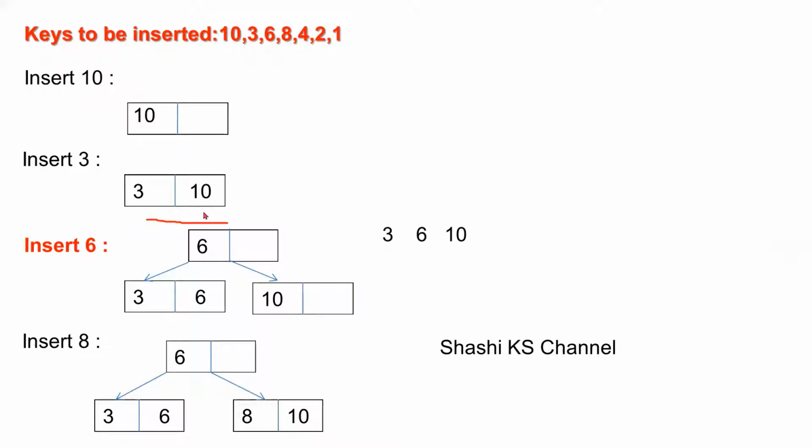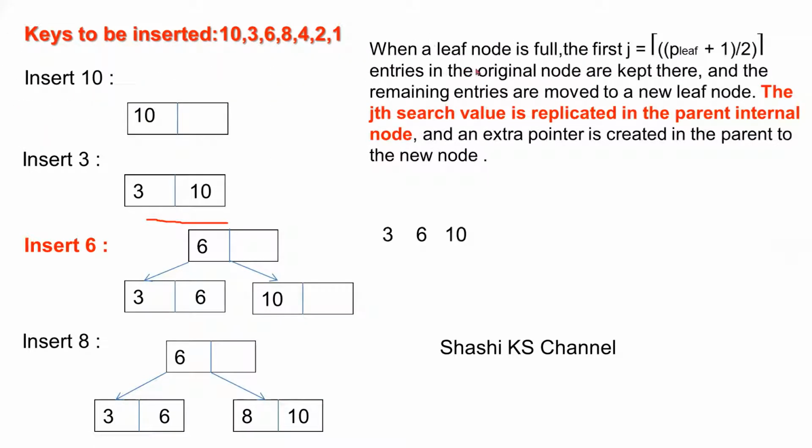Now we have to split up this node. What is the rule which has to be followed? Whenever a leaf node is full, the first j entries in the original node are kept there. You have to calculate the value of j using this formula: j is the ceiling of the order of the leaf node plus 1 divided by 2. The j entries are kept in the original node and the remaining entries are moved to a new leaf node. And the jth search value, if j is 2, then the second search value has to be replicated in the parent internal node. This is the rule which has to be followed.